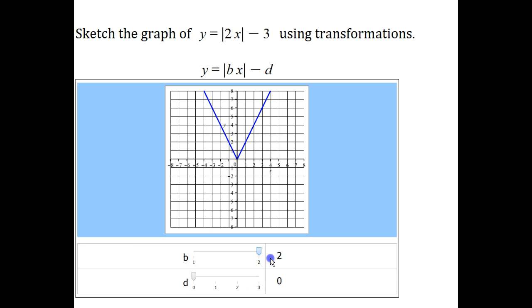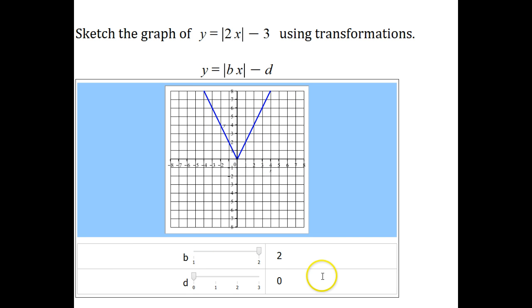So if we vary b between 1 and 2, we see the graph is compressed horizontally. All of the points are moved closer to the y-axis, closer by a factor of 1/2. So for instance, starting out at the point (2, 2), that point is going to be moved over to the point (1, 2). At the point (4, 4), that's going to be moved over to the point (2, 4).